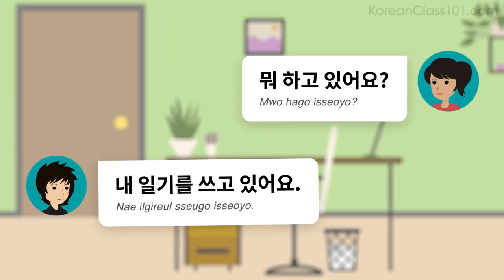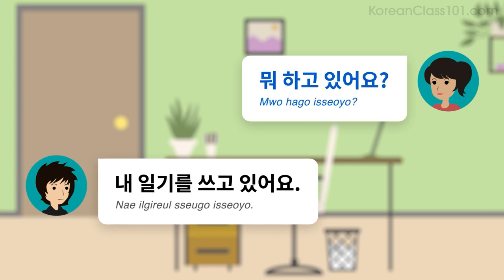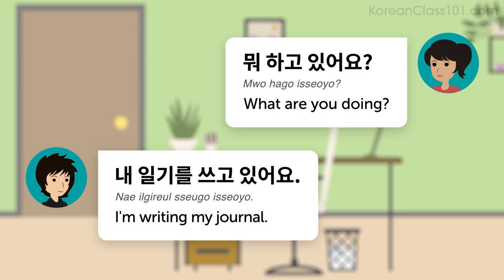Listen to the dialogue. 뭐 하고 있어요? 내 일기를 쓰고 있어요. Once more with the English translation. 뭐 하고 있어요? What are you doing? 내 일기를 쓰고 있어요. I'm writing my journal.